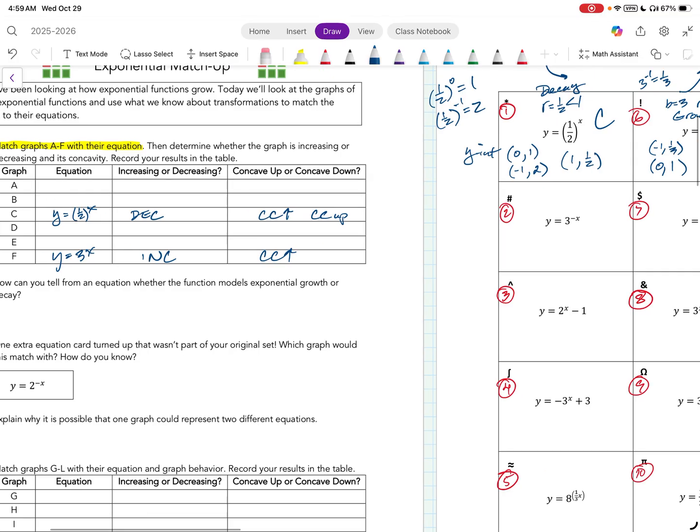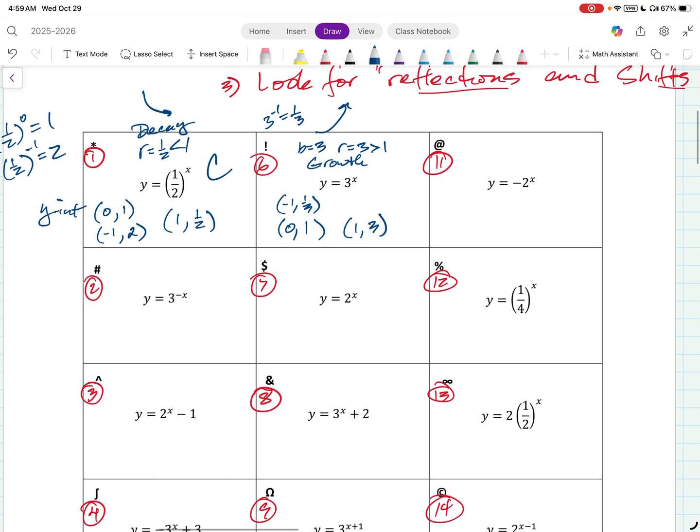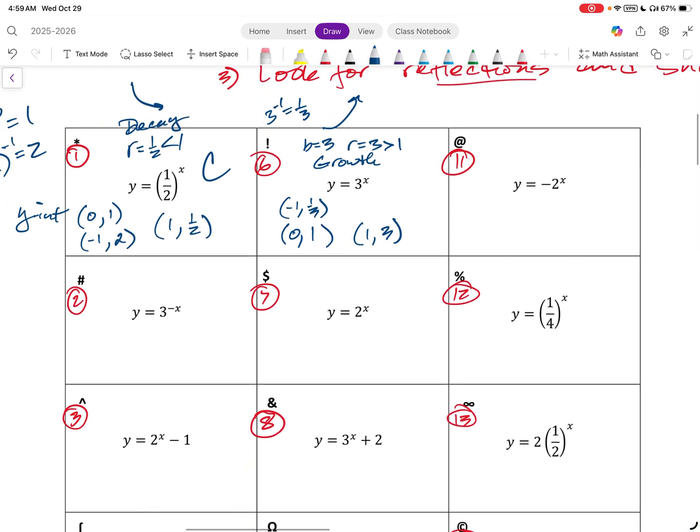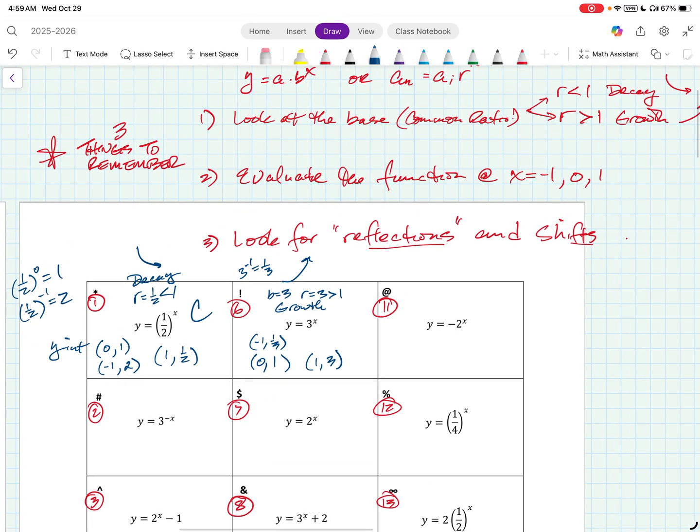All right. Let's try another one. Obviously, I'm not going in order here, but it doesn't really matter. Okay, so let's try number 11 here. I don't know why I was going out of order. I guess because I read from left to right. All right, so now notice here we're looking at reflections and shifts as well. R is 2, so it looks like a growth function, but guess what?